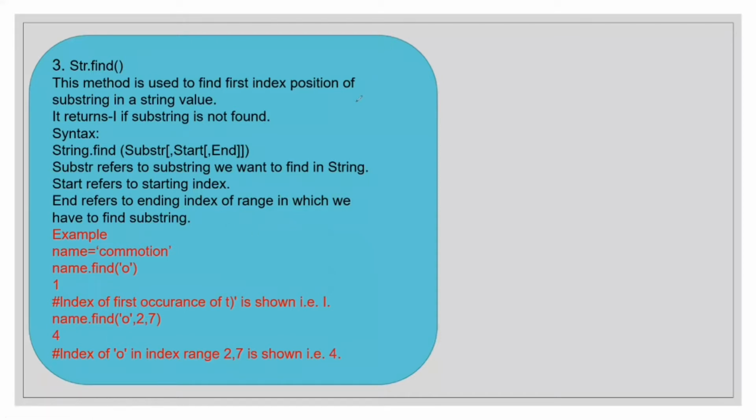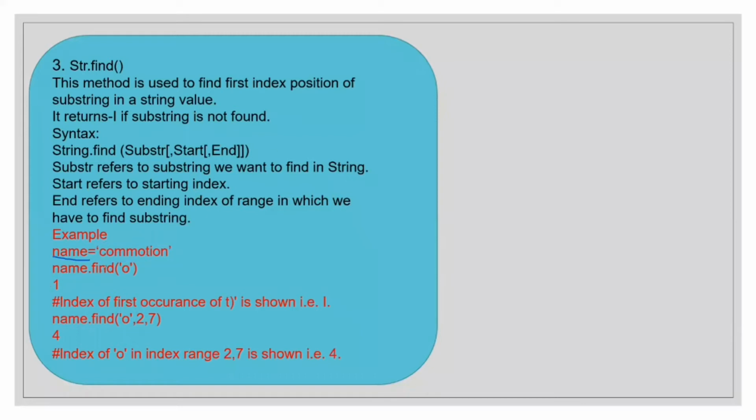So now let's look at this example. Here I have written name. So here the name is the name of my string. This is not the word. The name is just the name of the string. And this commotion over here, this is my string. Name is not the string. This commotion is the string.